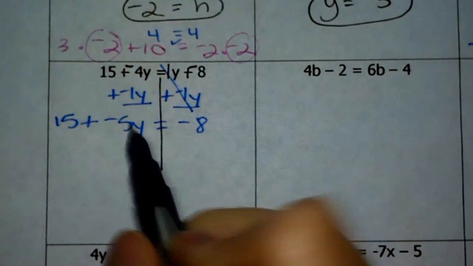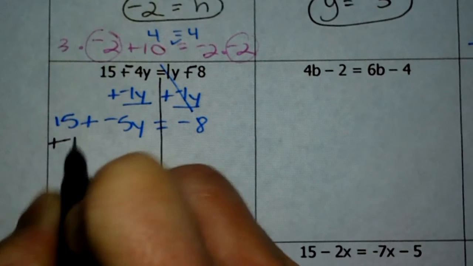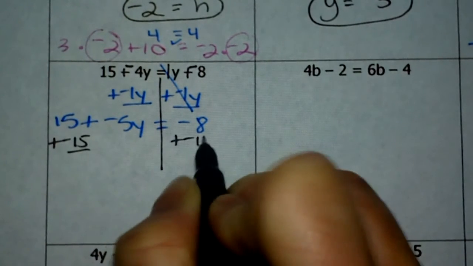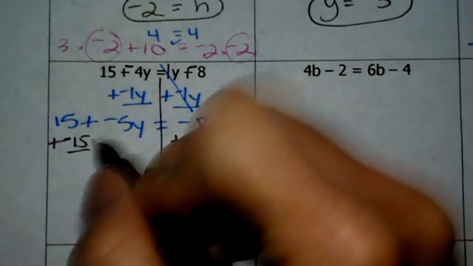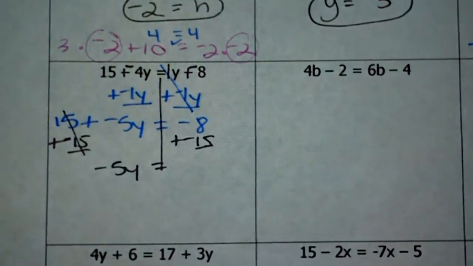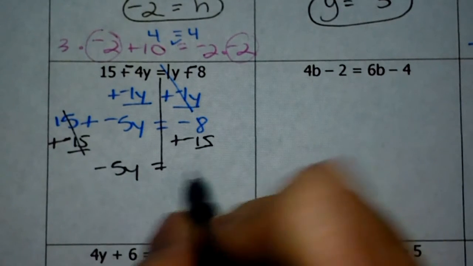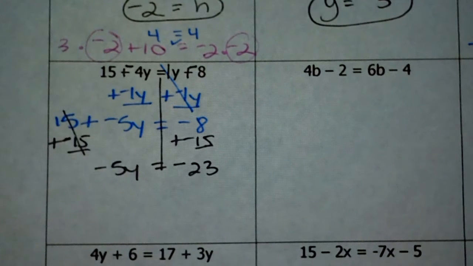With the 2 steps, your first step is to get that variable term by itself. So we want to get rid of this 15. And to do that, we would add a negative 15. That allows you to cancel it out. So negative 5y is left over here. And on this side, negative 8 plus negative 15 is negative 23. Now we have our little 1-step.